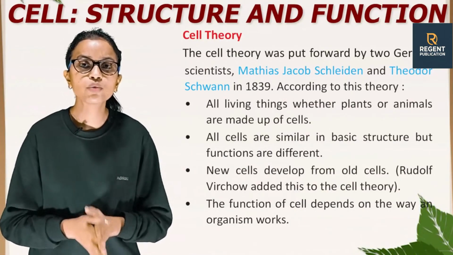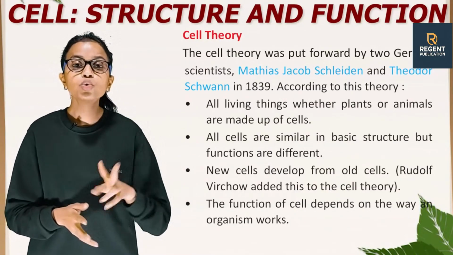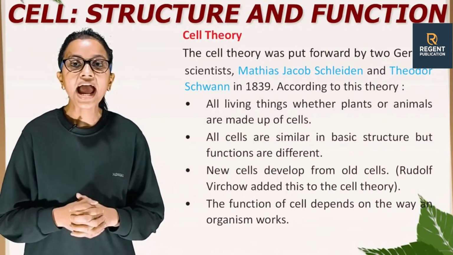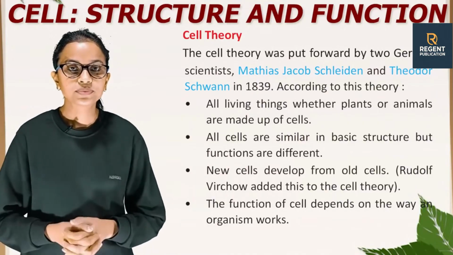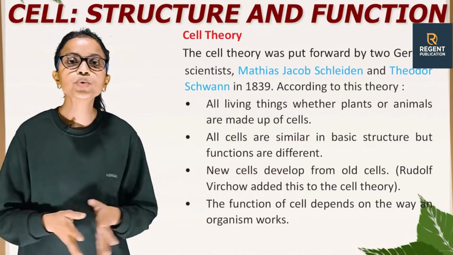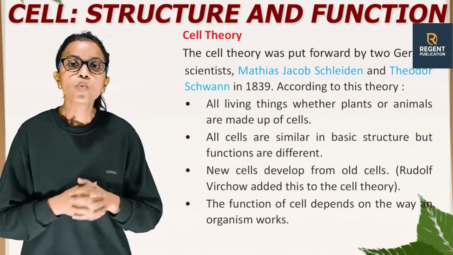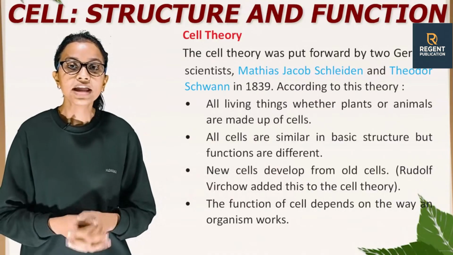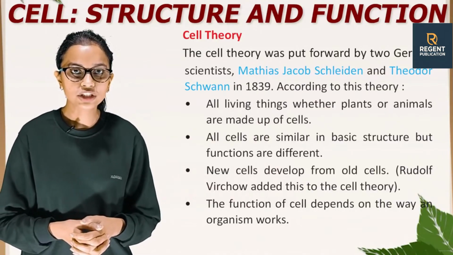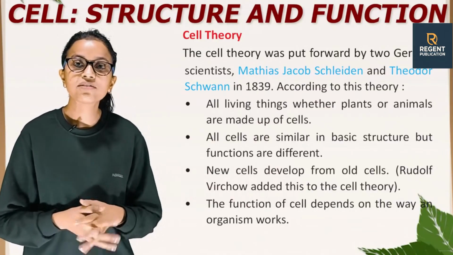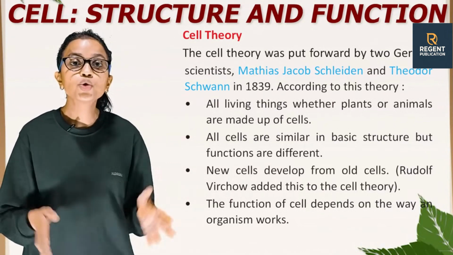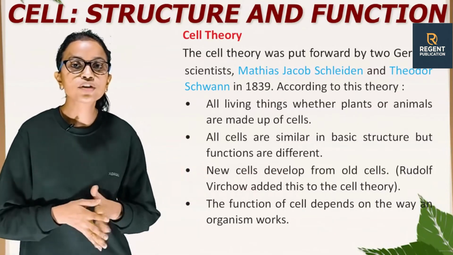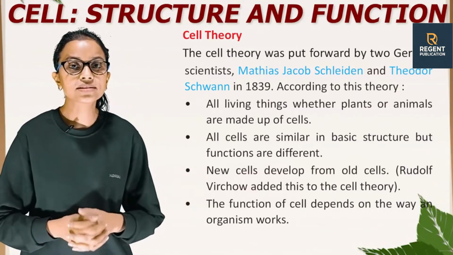Now we are moving towards the cell theory. The cell theory was put forward by two German scientists, Matthias Jakob Schleiden and Theodor Schwann, in 1839. According to this theory, all living things, whether plants or animals, are made up of cells. All cells are similar in basic structure, but functions are different. New cells develop from old cells. Rudolf Virchow added this to the cell theory. The function of cell depends on the way an organism works.